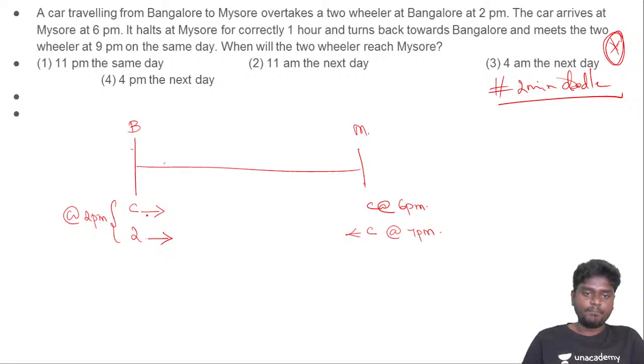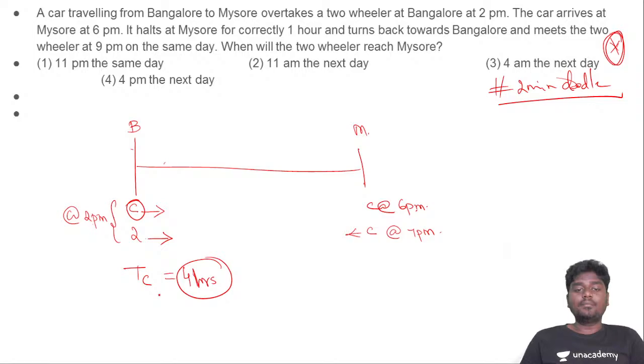Let's try to do this. The car is here at 2 p.m. and it reaches Mysore at 6 p.m. So what is the time taken by the car to go from Bangalore to Mysore? It is 4 hours. Is that right? The time taken by the car from Bangalore to Mysore is 4 hours. Fine.